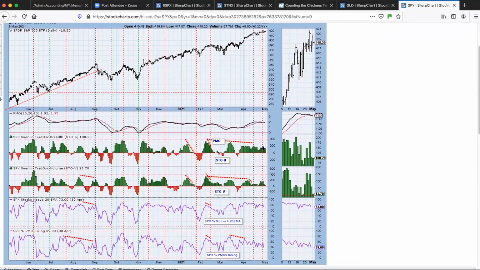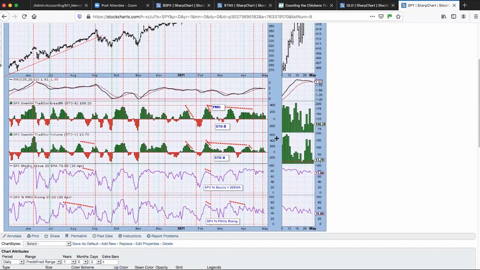Short-term indicators, the STOs, B and V for breadth and volume, they're pulling back, which is expected after this all-time high a few days ago. PMO tag needs to be up there. I need to fix that next time I get a chance.